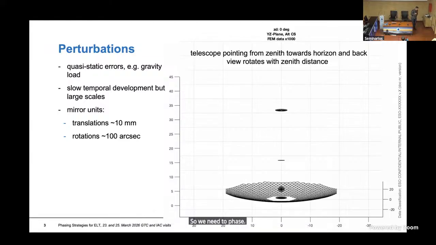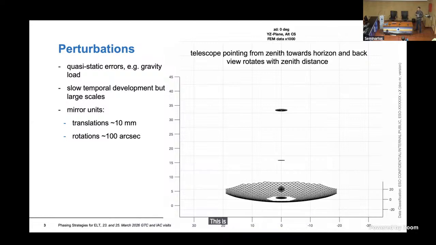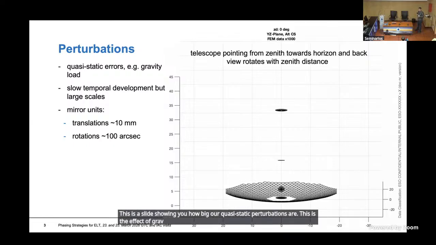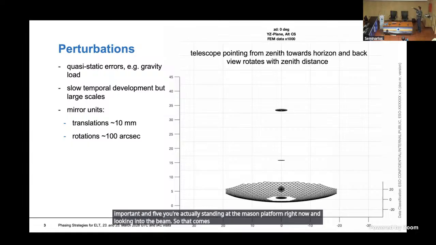Our telescope is, of course, subject to various error sources, quasi-static ones and dynamic ones. This is a slide showing you how big our quasi-static perturbations are. This is the effect of gravity acting on the telescope tube. So you see the M1, M2, M3, M4, and the M5. You're actually standing at the Naismith platform right now and looking into the beam, so that comes towards you. The M5 is not visible there, but it's within the M1.